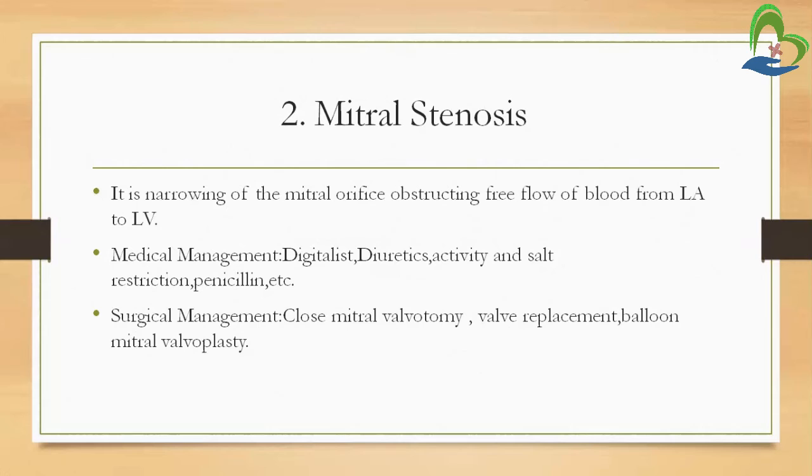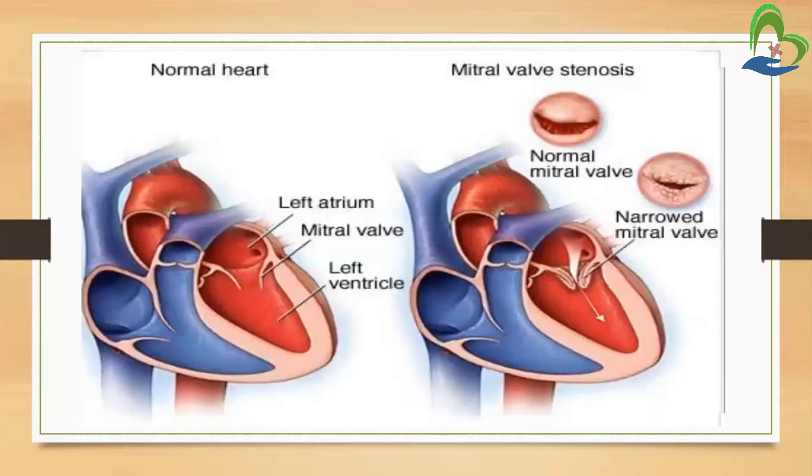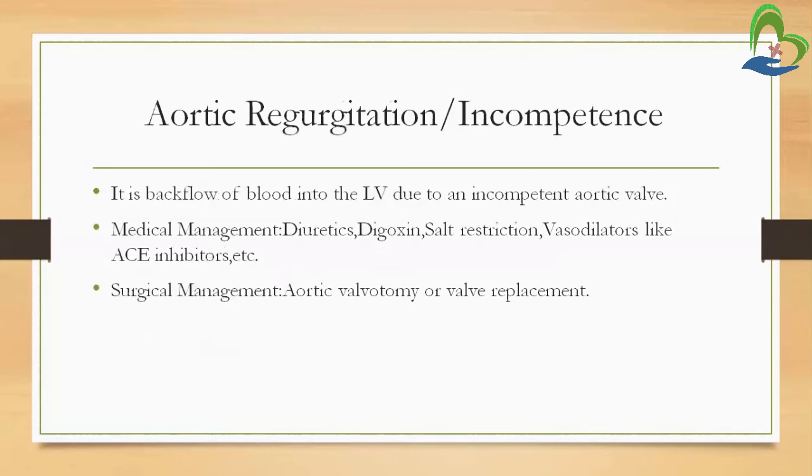That is, with the help of cardiac catheterization, we insert a catheter and pass it into the left side of the heart, and when it reaches the mitral valve we inflate the balloon that is located at the tip of the catheter. That is called balloon mitral valvuloplasty. This is a normal heart and this is a heart with mitral valve stenosis. We can see on the right side of the heart that the mitral valve has narrowed, so blood cannot flow from the left atrium to the left ventricle; there will be obstruction.